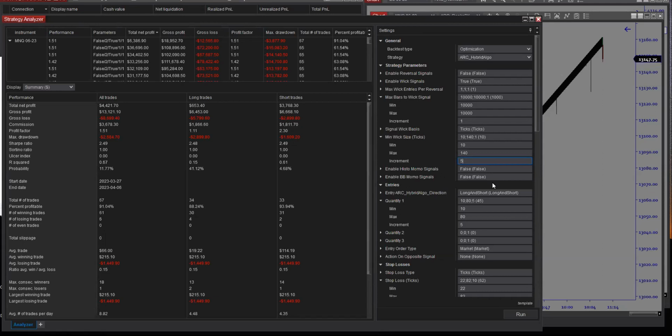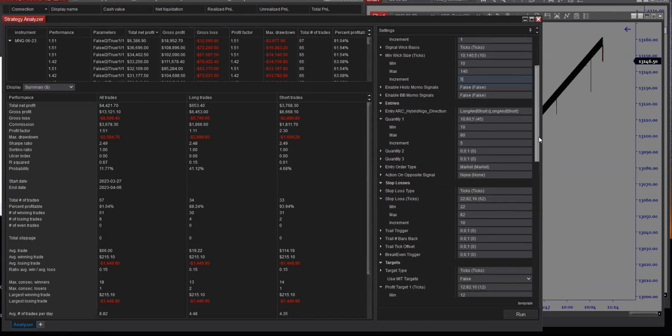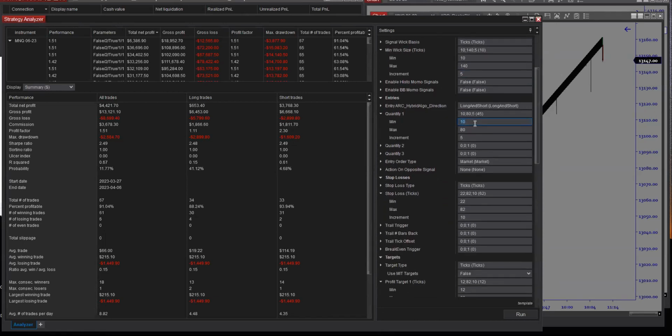But from a quantity perspective, if I know my stop loss, I need to go in here and take minimum wick size, 10, size 140, go to 5. Let me just see how many iterations that'll be. 140 divided by 5, that's 28 iterations. That's not too bad. So quantity, I mean, this is on the micro, right?